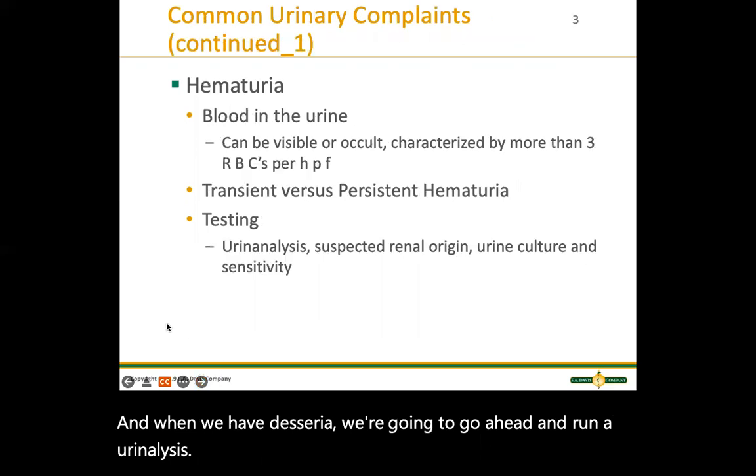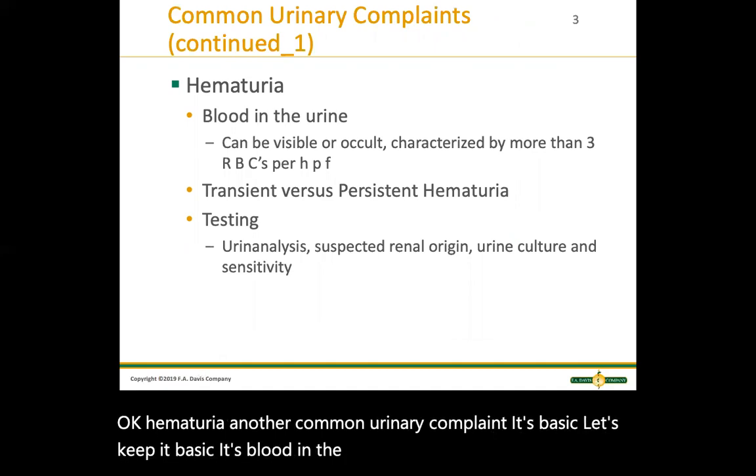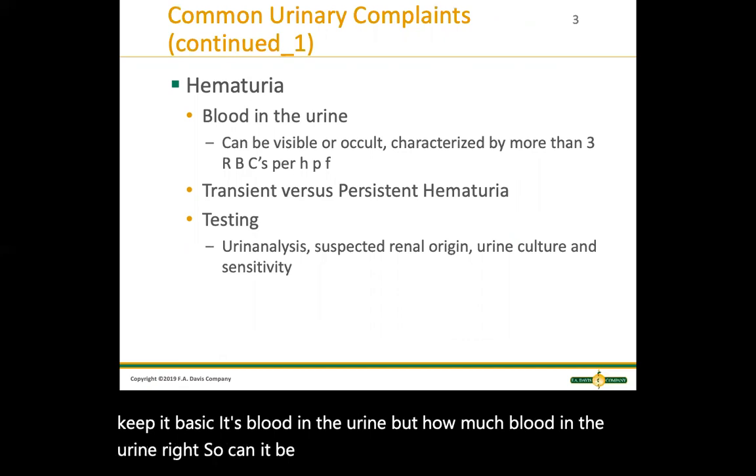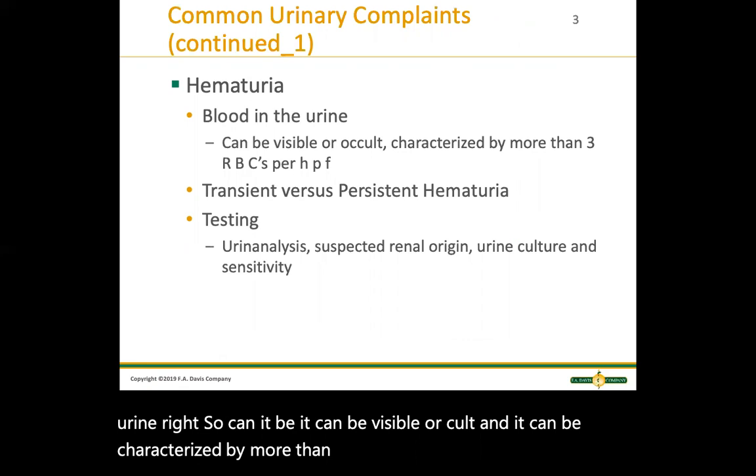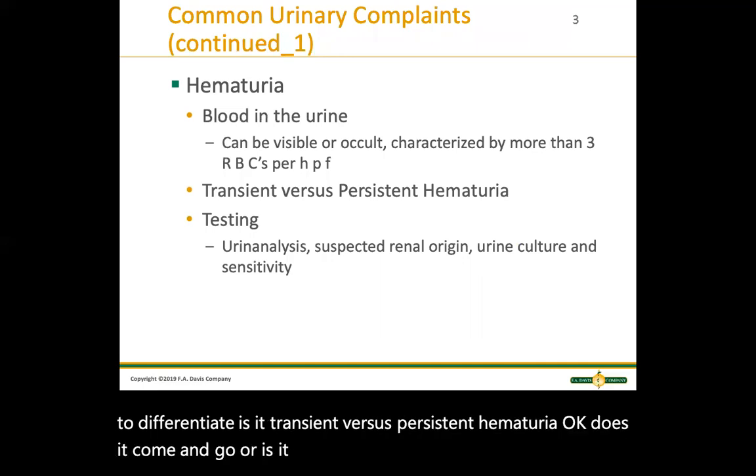Okay, hematuria, another common urinary complaint. Let's keep it basic, it's blood in the urine. But how much blood in the urine, right? It can be visible or occult, and it can be characterized by more than 3 red blood cells per HPF. We want to differentiate, is it transient versus persistent hematuria? Does it come and go, or is it constant, like every time they pee, they're seeing blood in their urine?